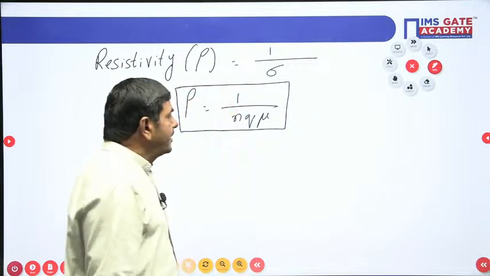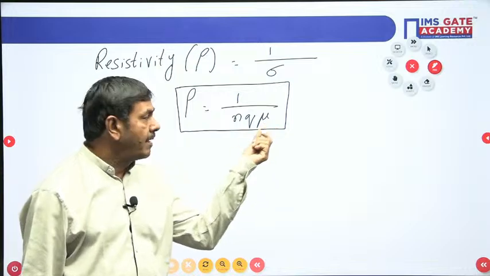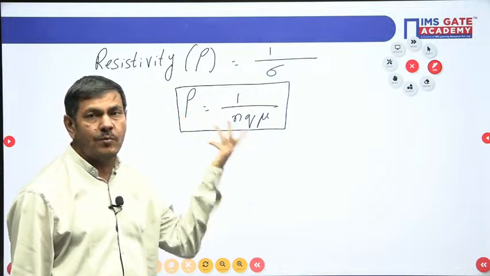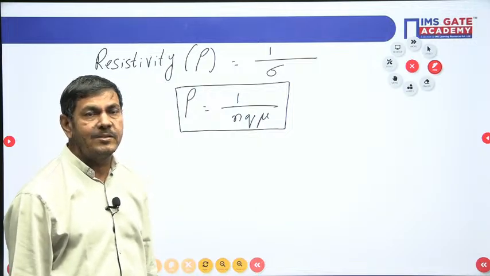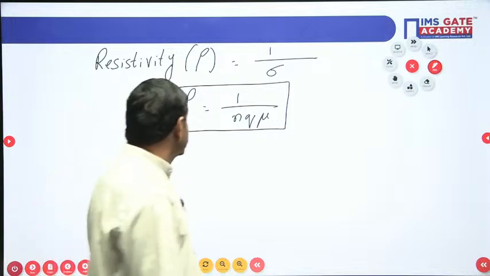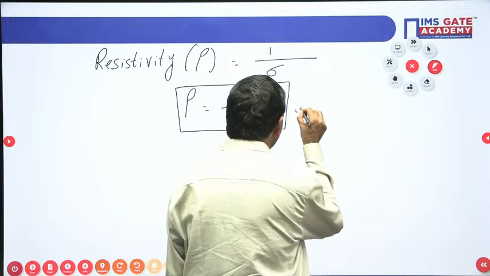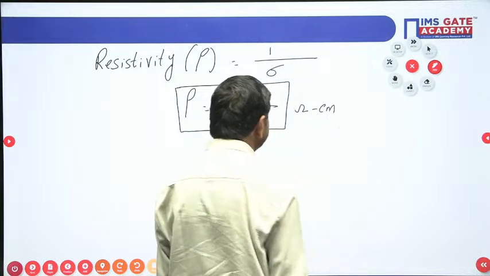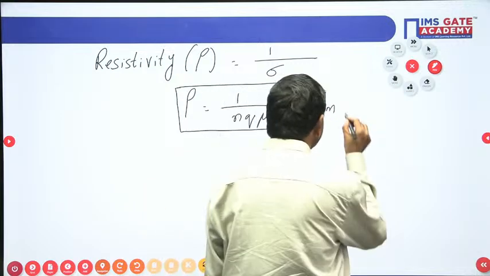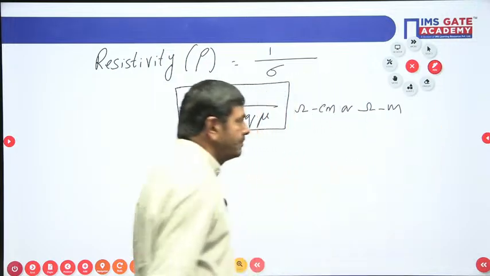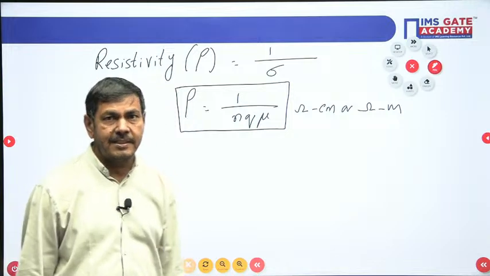If you are given the concentration of electrons and the mobility of electrons, you can determine rho, because the charge is 1.6 into 10 power minus 19 coulombs. By using this, you can get rho. What are the units of rho? It is taken as ohm centimeters. Ohm centimeter or ohm meter, anyone is allowed to find out the resistivity.